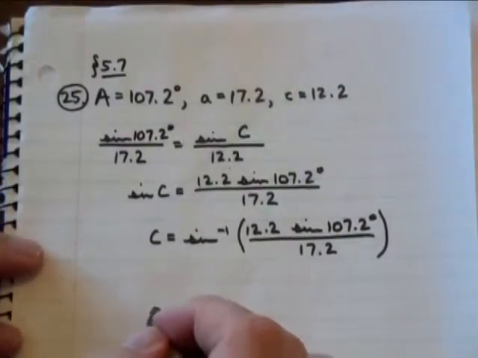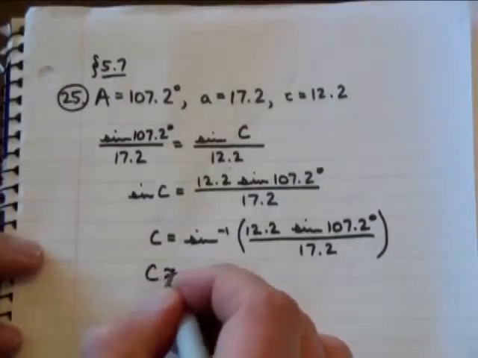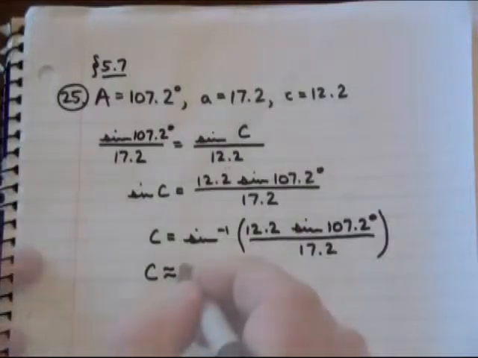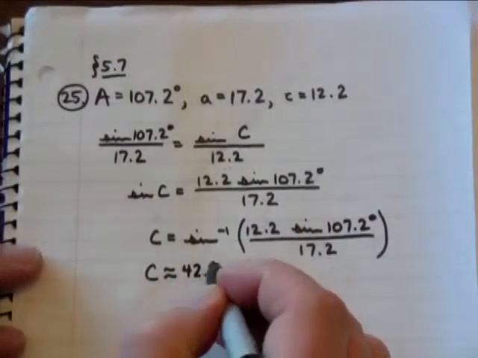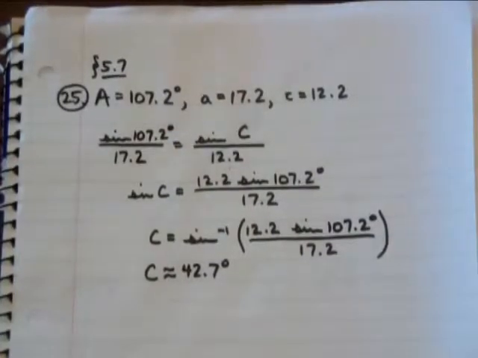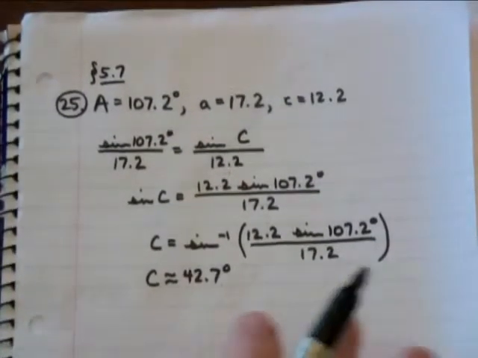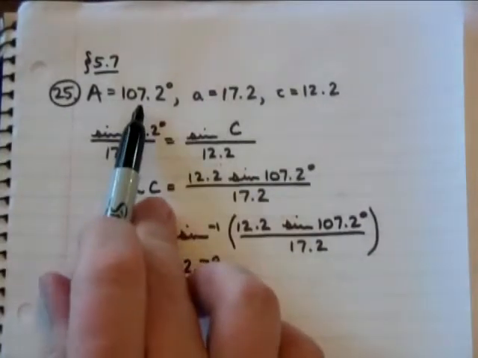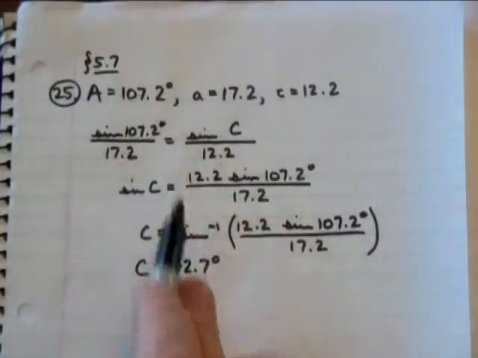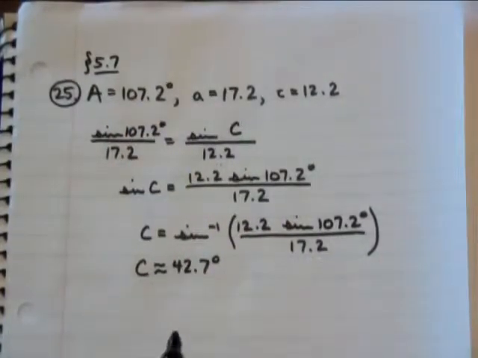Alright, now we can plug this into our calculator, and we find that angle C is equal to approximately 42.7 degrees. Well, first we need to check and make sure that it's possible for the angle A that we were given and the angle C that we found to exist in the same triangle. Well, they add up to less than 180 degrees, so that is perfectly fine.